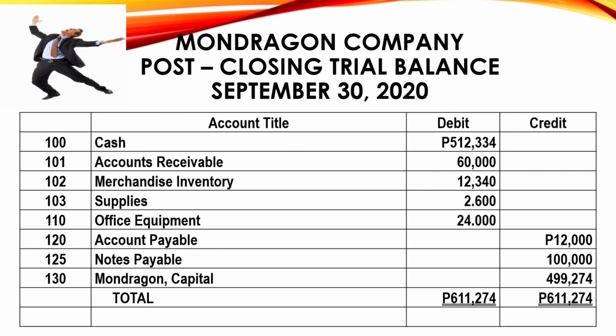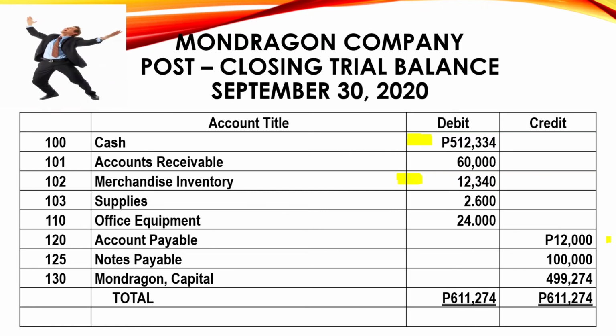Same with cash, okay? So for cash, we have 512,334. So I want you to check your module in the ledger part. That is the value. And then we also have the accounts receivable. Okay, this is merchandise inventory, we will include it, 12,340. Why? Because it is the remaining inventory for this accounting period, not money, which means it will be used at the beginning of the next accounting period. We also have here the supplies and office equipment.